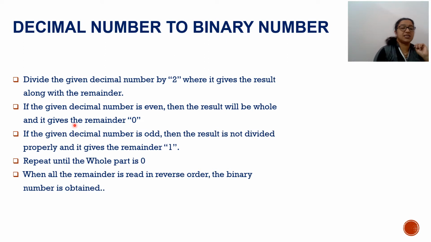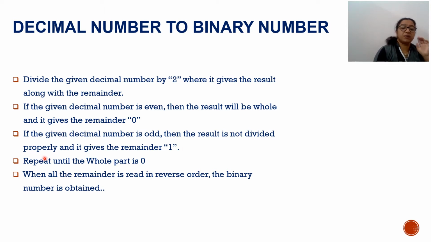Now see the second point. If the given decimal number is even, then the result will be whole and it gives 0 as the remainder. When the decimal number is even, we know that the number will be divided properly, so we will get a whole part in the quotient and the remainder as 0. But if the given decimal number is odd, then the result is not divided properly and it gives the remainder as 1.